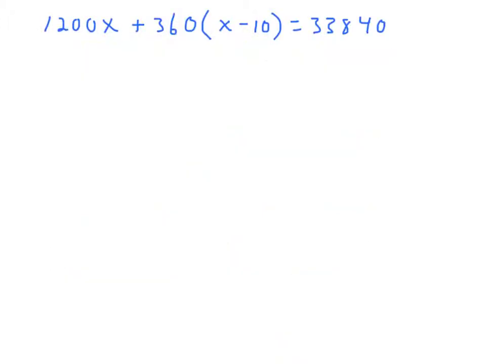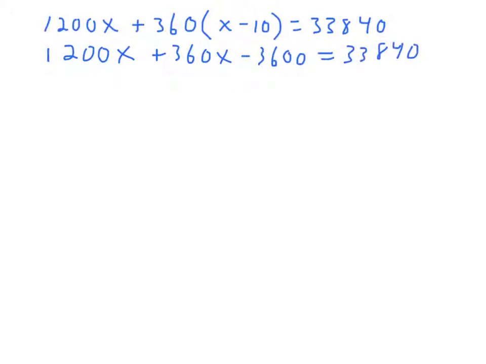So now we'll just solve for X. So we'll distribute the 360 through the parentheses. That will give us 360X minus 3,600. And then we'll combine the like terms on the same side of the equation together. So 1,200 plus 360 would be 1,560X.